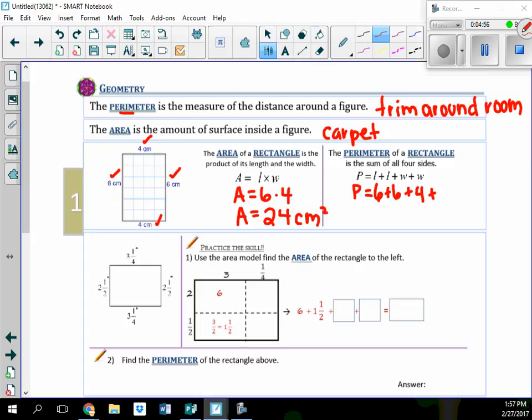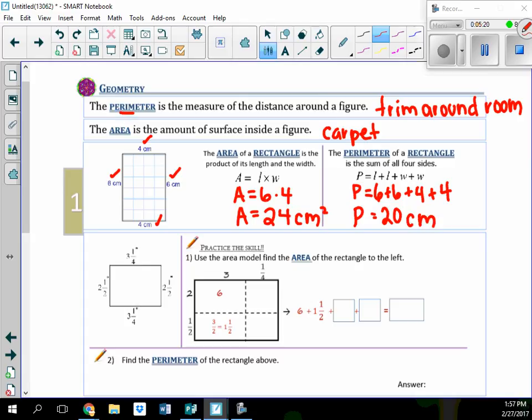Okay, let's see if we get the same thing Matthew had. I sure hope so. 6 plus 6 is 12, plus 4 is 16, plus 4 is 20. Wait, 20. Okay. Phew. I thought I had the wrong answer for just a minute. 20 centimeters. You're right.